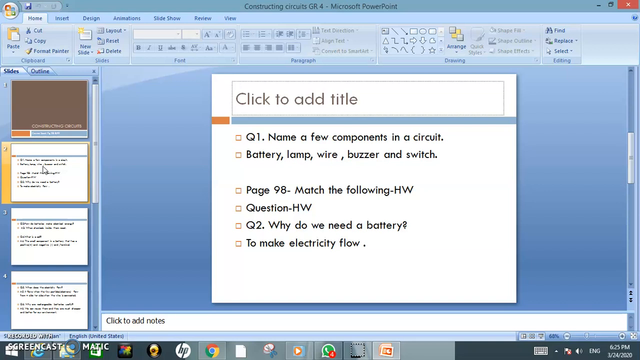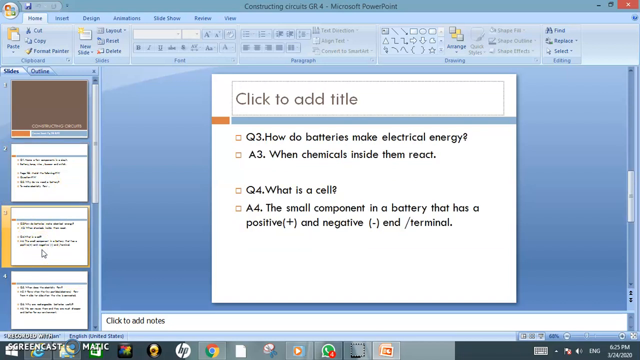So what do these batteries do? They make the electricity flow. Now come to slide number 3.